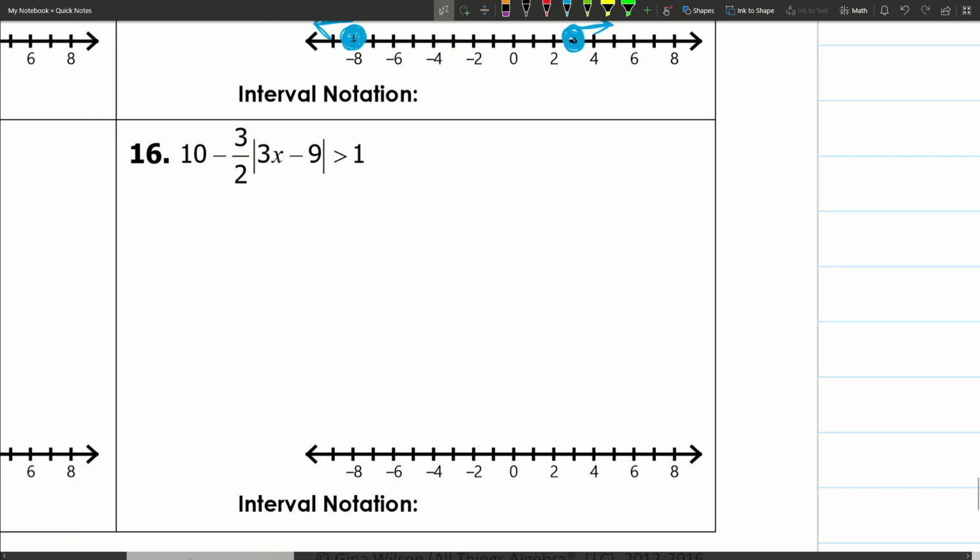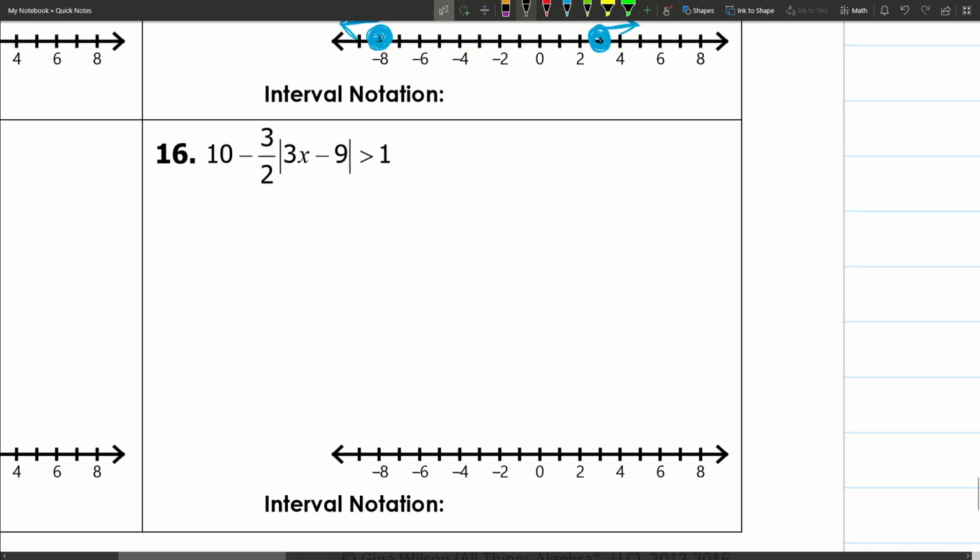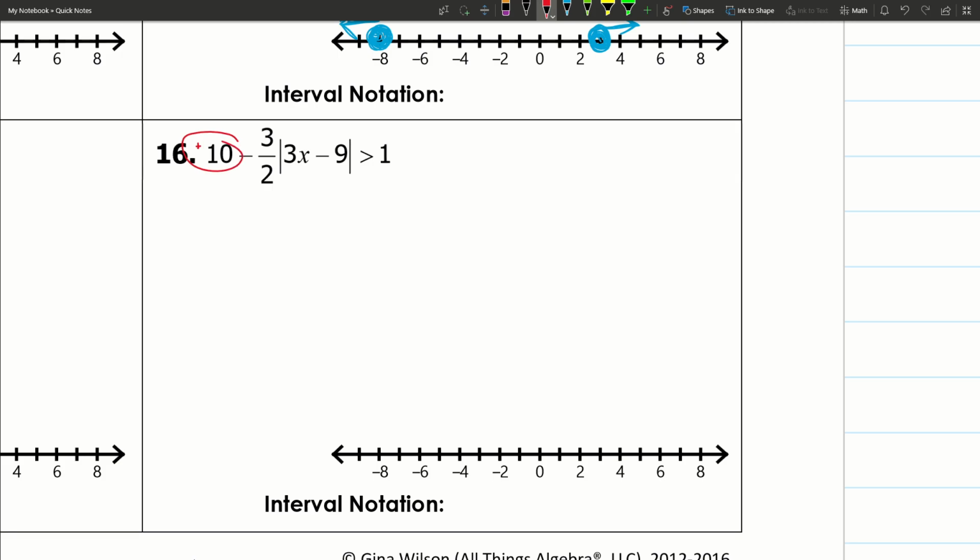Last one I'm doing with you. The first thing I want to do is move this 10. Now this 10 does not have a sign out front, which means it is a plus 10. So we undo plus 10 with minus or subtract 10. 10 minus 10 gives us 0. So we now have negative 3 over 2, then our absolute value, 3x minus 9, our greater than sign, 1 minus 10 is negative 9.